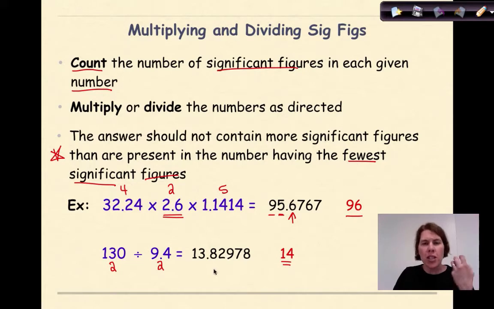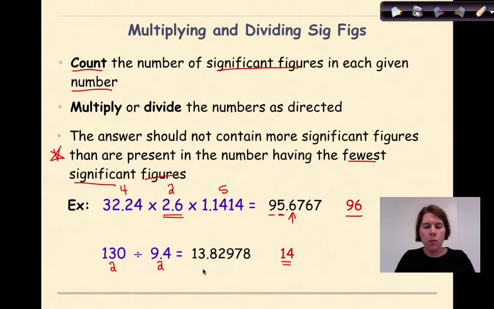Always good to actually do the computation first and then round at the end. In my world, when in doubt, round to 3 significant figures.